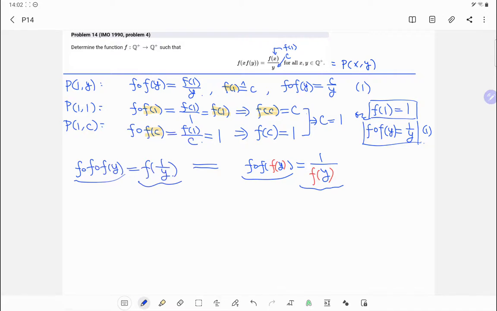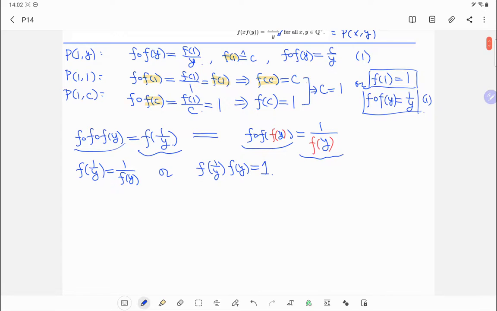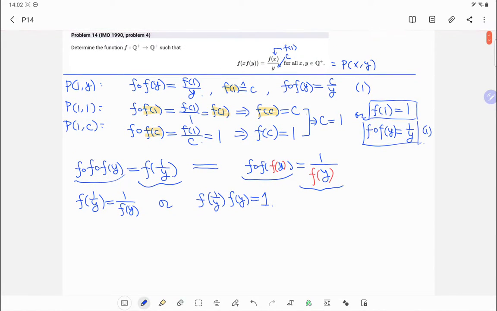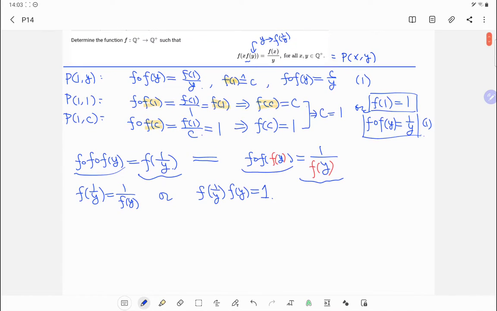Let's write it down here: f(1 over y) equals 1 over f(y). Or we can write it as f(1 over y) times f(y) equals 1. Okay, so next we can try to simplify the original functional equation by substituting y with f(1 over y), and then we will be able to eliminate this f because we have f(y) to be 1 over y.